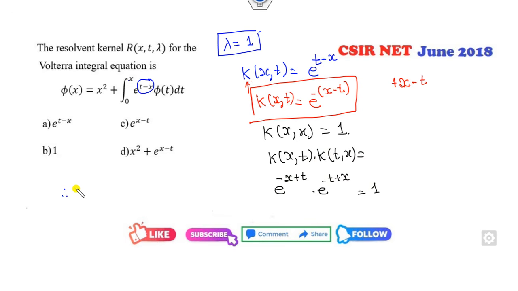So what is the resolvent kernel? E raised to power this function. Make sure the coefficient of x should be positive, into lambda, which is 1, into x minus t. So what is the answer of this? It will be cancelled out, so the right answer is 1. Make sure the coefficient of x you have to put with the positive sign, whatever the sign here.